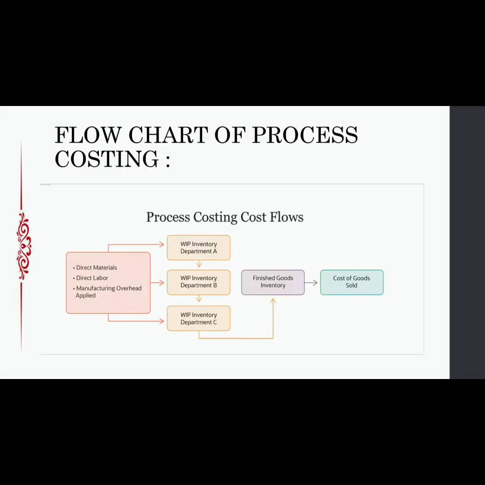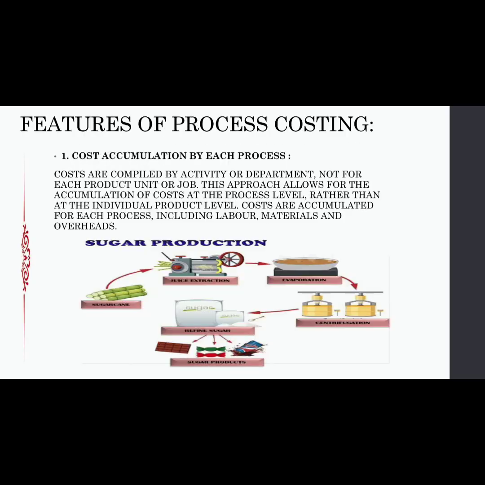A flowchart of process costing cost flows. The direct labor, direct material, and manufacturing overhead applied as a combined cost get into work in process inventory of department A, followed by department B and department C. And the department C output is converted into finished goods and then into cost of goods sold. Let's get into the features of process costing.